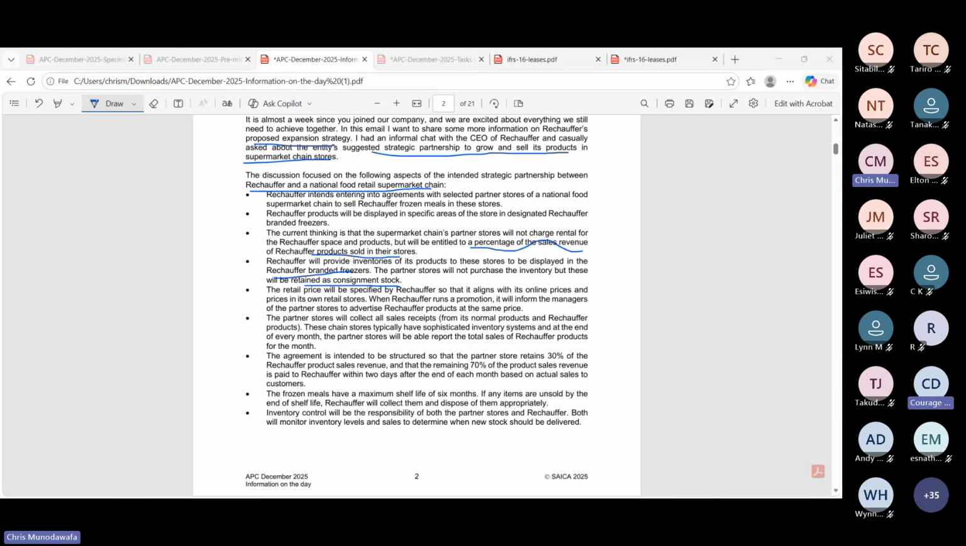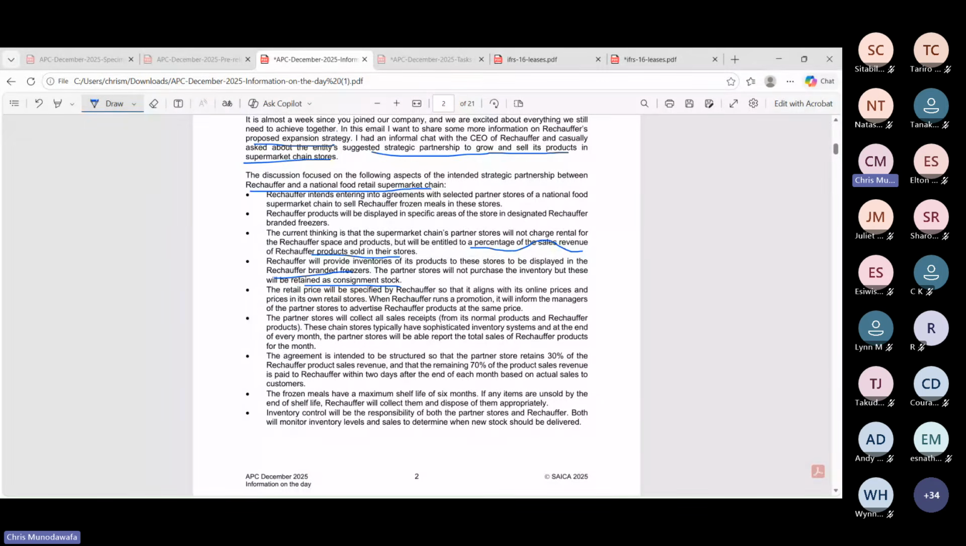Okay. They are saying it will be consignment. They are saying it's a consignment. Don't find no proof. So with the relationship for it to be a consignment, it should be the principal agent relationship. And then the retail price will be specified so that it aligns.